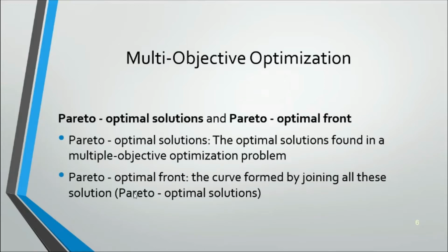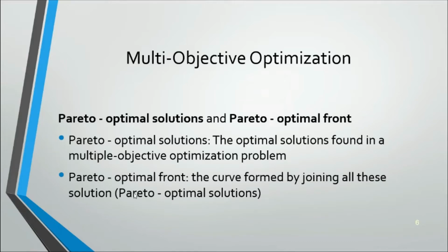Then the Pareto optimal front. The Pareto optimal front is the curve formed by joining all these Pareto optimal solutions in the objective function space. The objectives are denoted on the x-axis, the y-axis, and the z-axis if there is one. In all these axes we represent the values of the objectives.